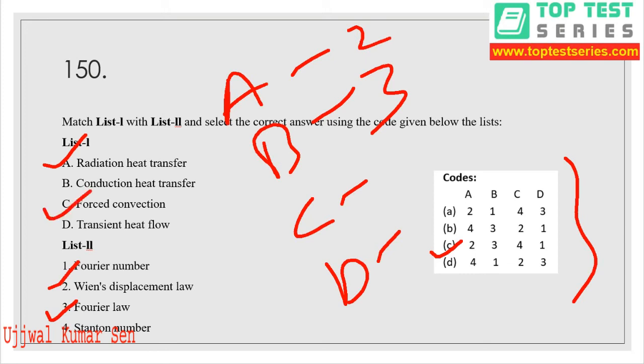Force convection. That means what? Stanton number. And the transient heat flow, that is what? Fourier number. So option C is the correct answer for this question.